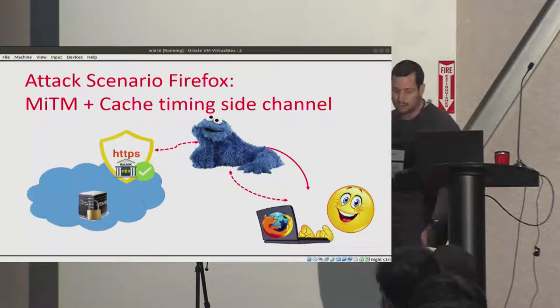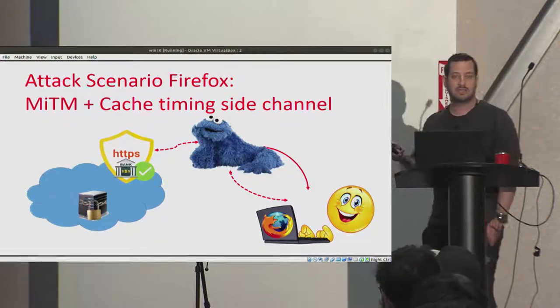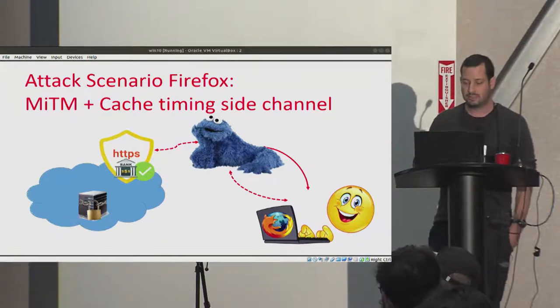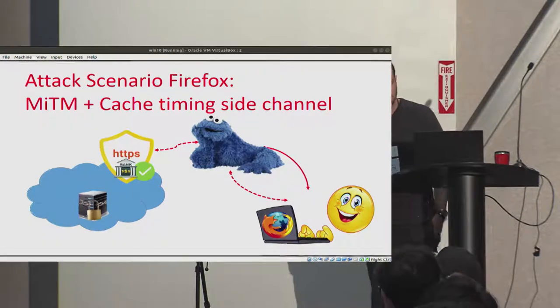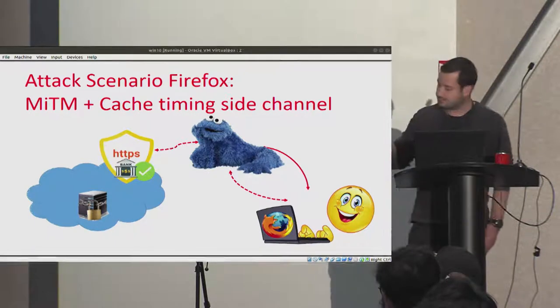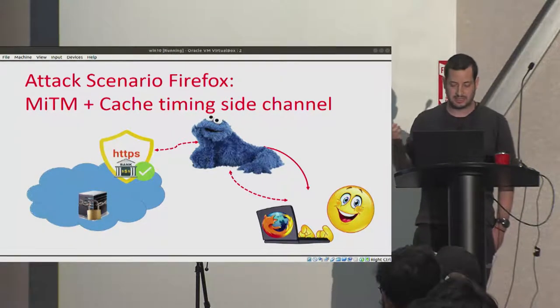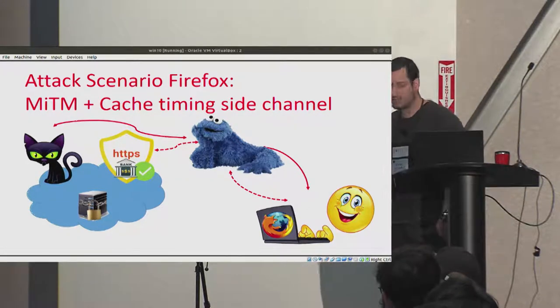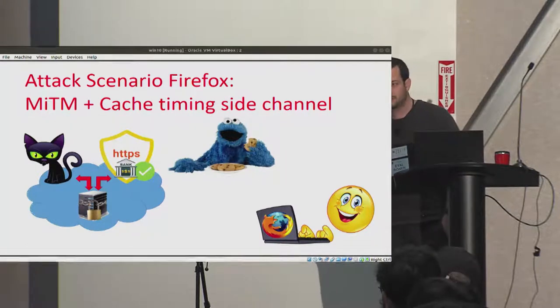In this case, this is the Cookie Monster. And what the Cookie Monster does is send this malicious JavaScript code to Mr. Smiley's Firefox browser, and it now starts to try to reopen the connection, and the Cookie Monster can try to do the man in the middle attack. Again, we use the cat in the same cloud provider, and we managed to get the cookies.